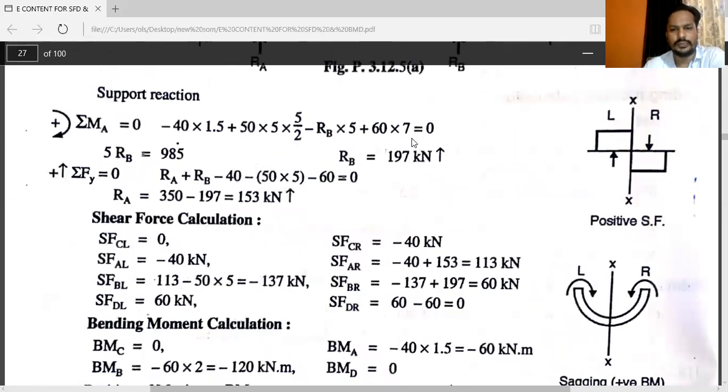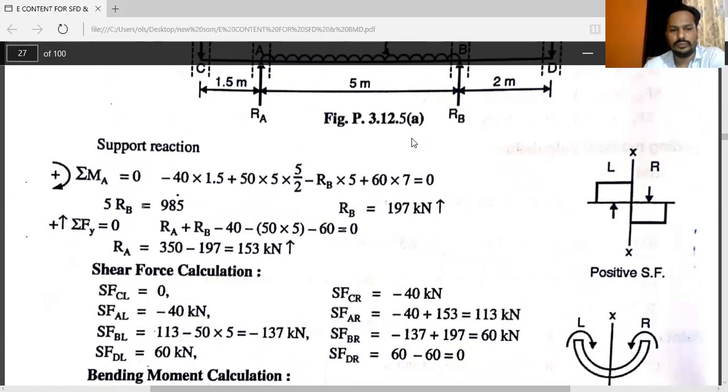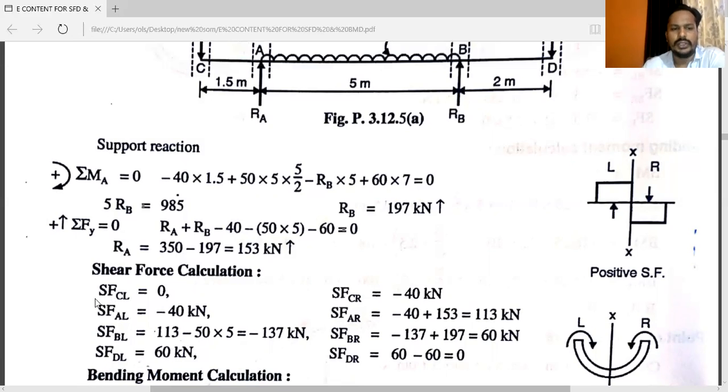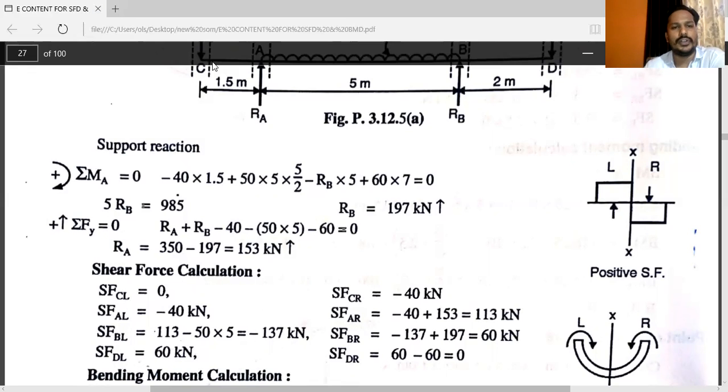Here you can see, at point C, at point A, at point B, and at point D. You have to start from left. After that, the next points are A, B, and D. Accordingly, you have to write shear force at point C, just to the left, just to the right. At point A, just to the left, just to the right. At point B, just to the left, just to the right. At point D, just to the left and just to the right.